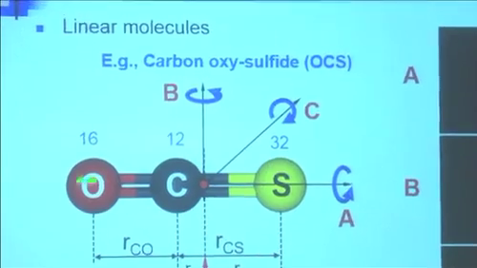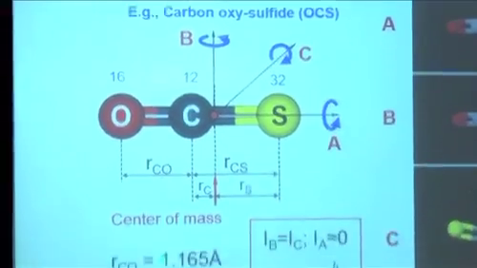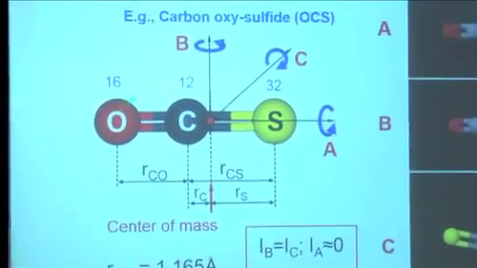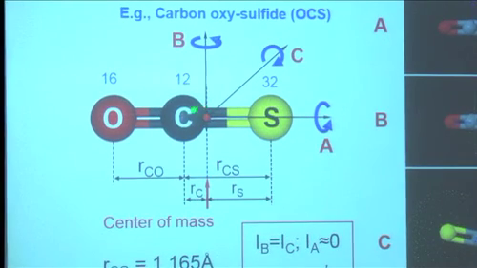So here we are, linear, carbon oxysulfide. So a structure like this. Here are some of the lengths between the nuclei. They tend to be a little bit more than 1 angstrom in length. Those are the masses. You can find the center of mass will be along this line. You can find it just about right here. And then you can evaluate the moment of inertia.